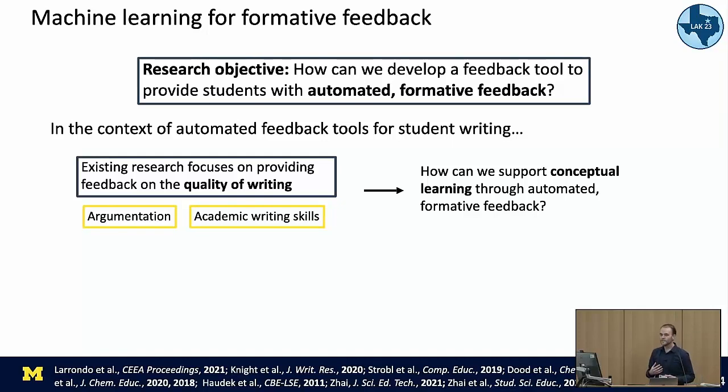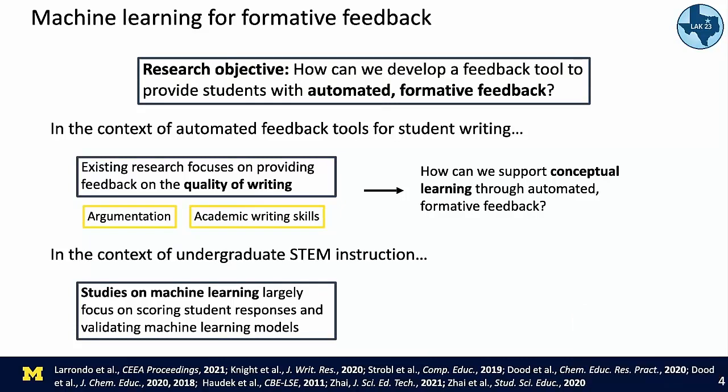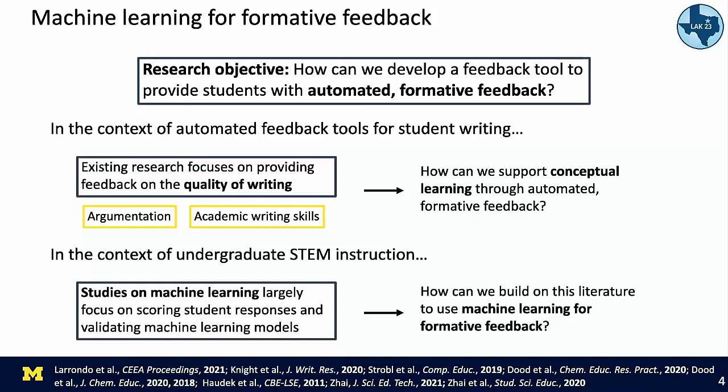And in the context of undergraduate STEM instruction, there are several studies looking at using machine learning models for open-ended assignments like the writing to learn assignments. A lot of these machine learning studies focused on scoring student responses and validating the use of machine learning models for that scoring. So we were really interested in how we can extend that literature. We know we can develop models to look at student writing and score it for content-focused things, and we were wondering how we could build on that literature to use those models for formative feedback.